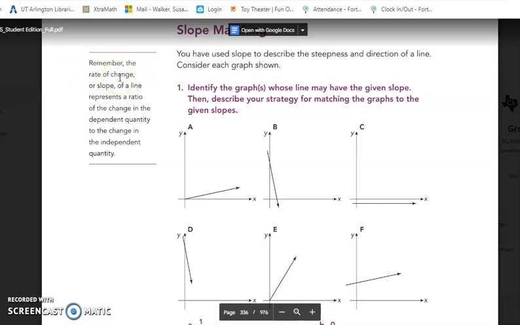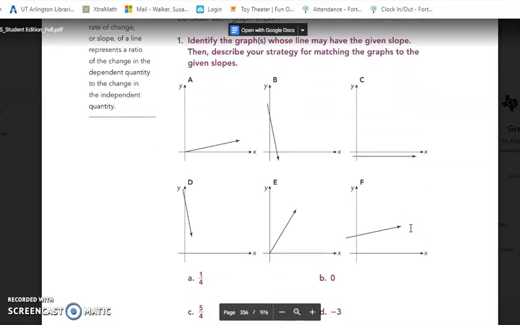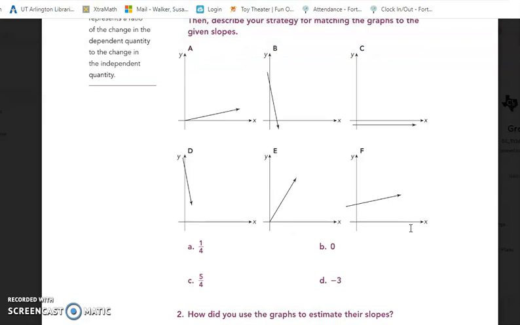Remember, the rate of change or slope, constant rate of change, same thing as slope, of a line represents a ratio of the change in the dependent quantity to the change of the independent quantity. Remember, delta y over delta x, change in y over change in x. So what I want us to start with is a couple of the easy ones.